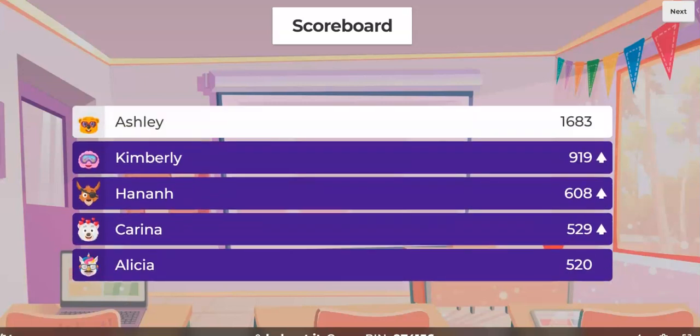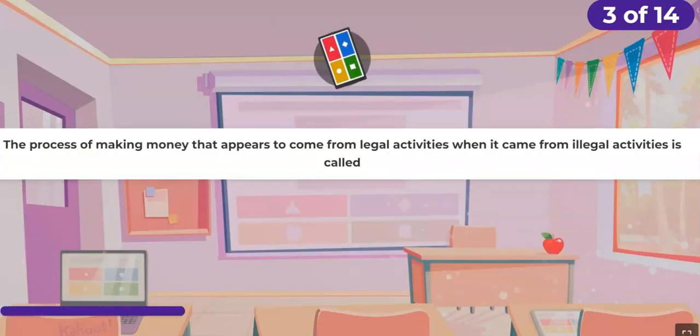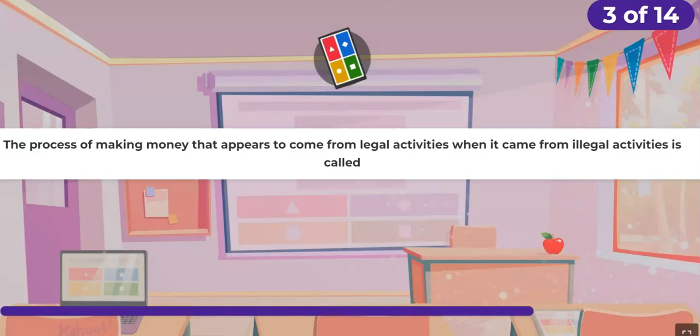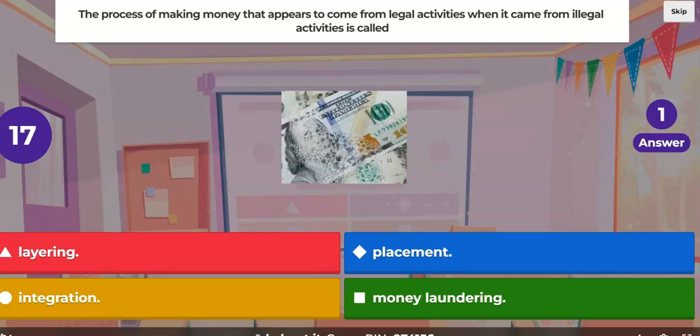All right, a bunch of people moved on the board now. Let's take our next question. The process of making money that appears to come from legal activities when it came from illegal activities is called A. Layering, B. Placement, C. Integration, or D.